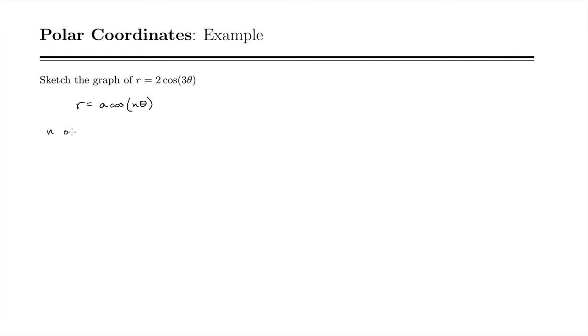If n is odd, then it has n petals. If n is even, we actually double it, and it has 2n petals. And then a is the length of a petal.